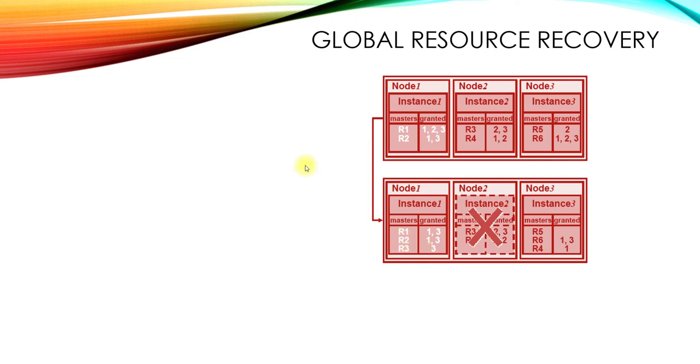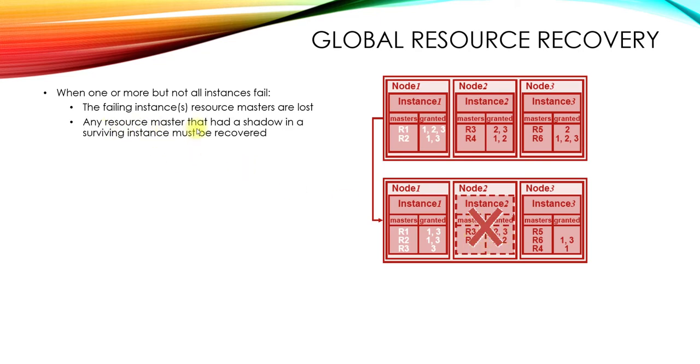Okay, so let's see. When one or more but not all instances fail, the failing instance's resource masters are lost, as we know here, right? For row 3 and row 4 there is no master, right? Any resource master that had a shadow in a surviving instance must be recovered.